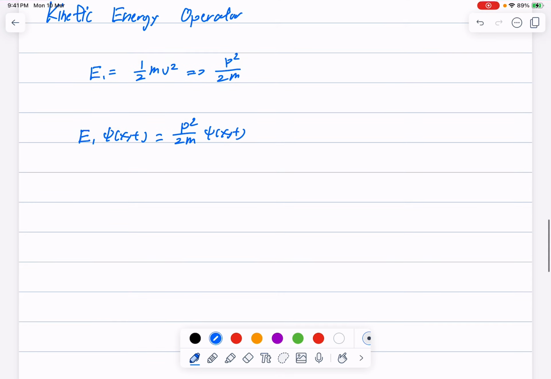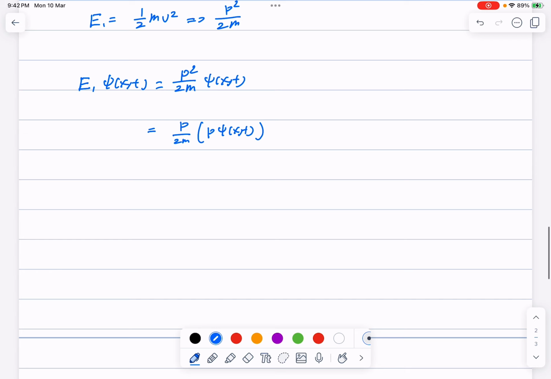What would this get us? Notice that this portion, we can rewrite into this: p over 2m times p psi of x and t. And note that we could write this in terms of the momentum operator. Basically, this part is equivalent to p hat psi of x and t.